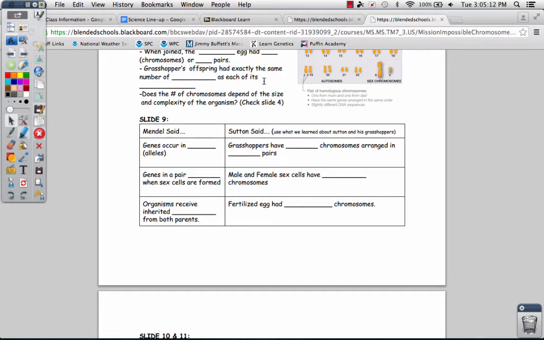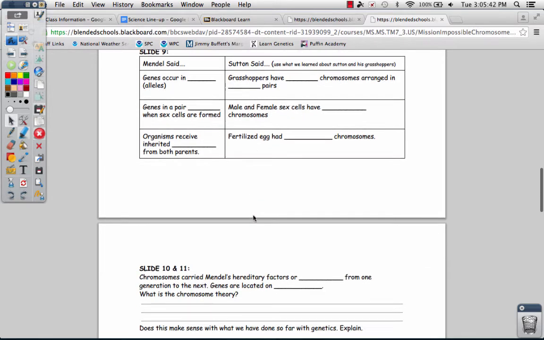Mendel says that genes in a pair separate when sex cells are formed. And Sutton comes back and says the male and female sex cells all have 12 chromosomes. Mendel says that organisms receive inherited factors from both parents, and we know this because Sutton showed that in order to get a completely fertilized egg of 24 chromosomes, we had to take 12 from the female sex cell and 12 from the male.